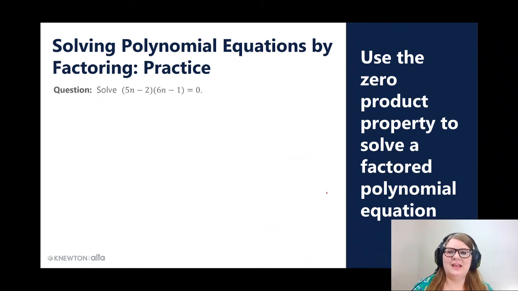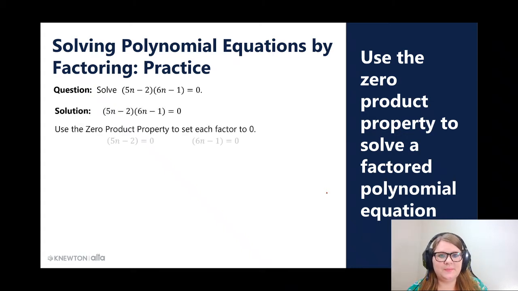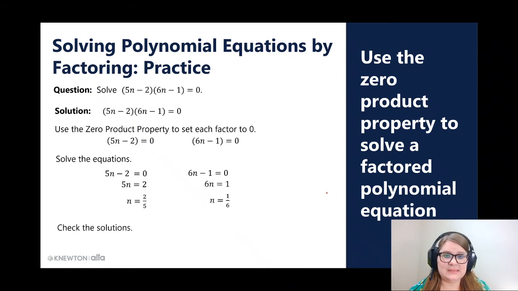All right, let's try another one. If I gave you 5n minus 2 times 6n minus 1 equals 0, well, again, if I have two things that multiply to 0, at least one of them had to equal 0. So I set them individually equal to 0. 5n minus 2 equals 0, 6n minus 1 equals 0, and I solve. For 5n minus 2, I'm going to add the 2 over, and then I'm going to divide by 5. Then for 6n minus 1, I'm going to add the 1 over, and then I will divide by 6. So I get that n could be 2/5 or 1/6.